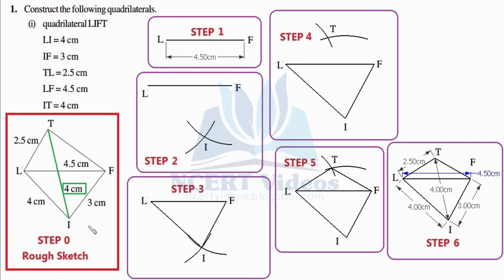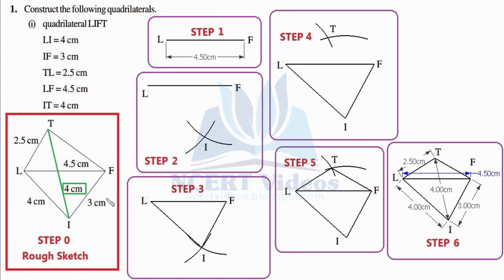After that, we try to construct a rough sketch, which we mark as step number 0. That is, never go on constructing your figure directly with the actual measurements. First of all, we must make a rough sketch in order to avoid any mistake in our actual drawing. In the case of a quadrilateral, it is best practice to draw one of the given diagonals horizontally. It makes our construction easy. Therefore, we selected LF equal to 4.5 centimeter. With the help of our assumption and a ruler, we constructed this line segment LF and marked its measurement as 4.5 centimeter. After this, we have two ways to construct this quadrilateral LIFT.